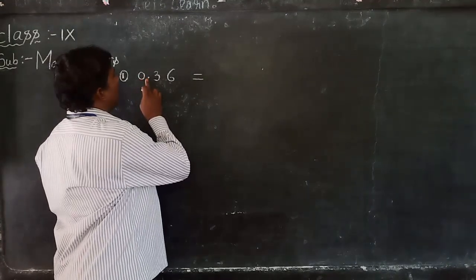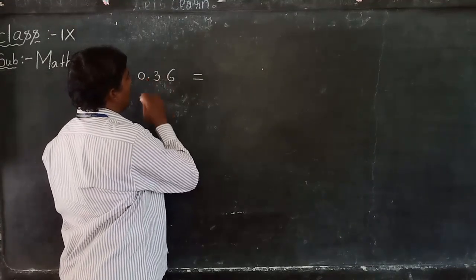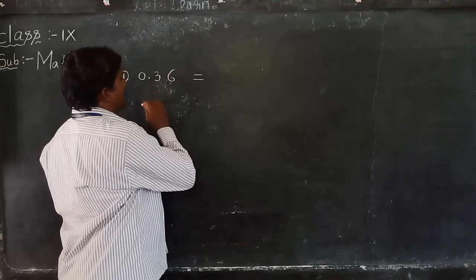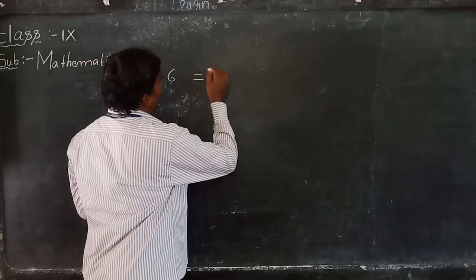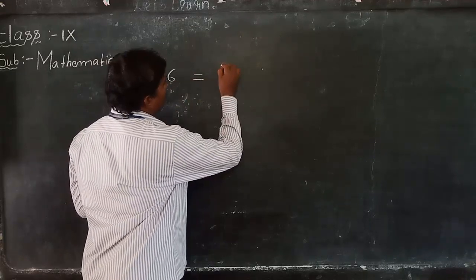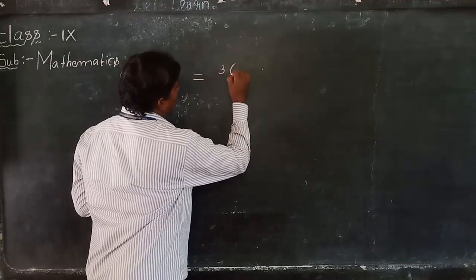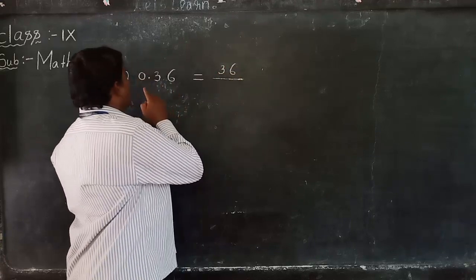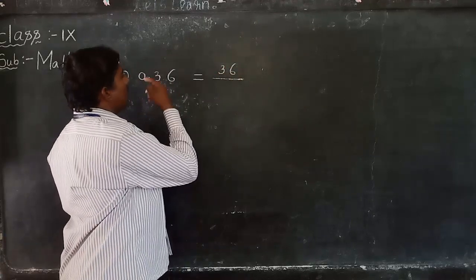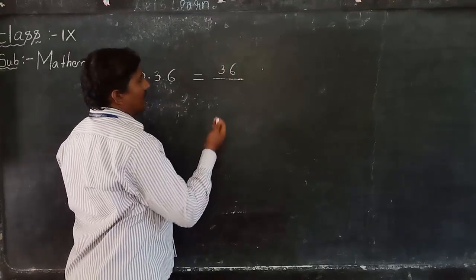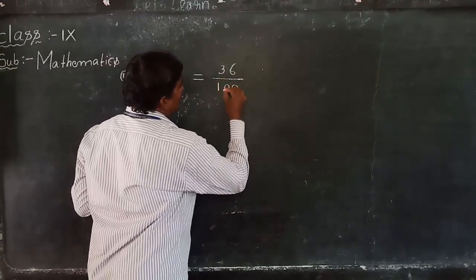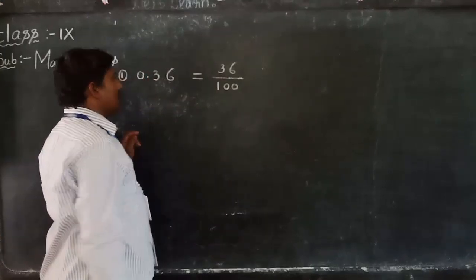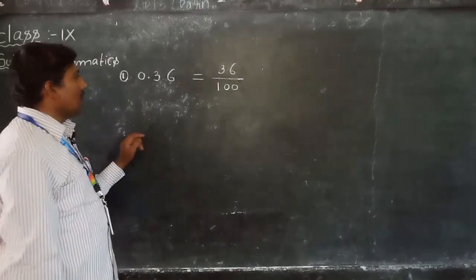After the decimal point, how many values are there? 2 values. Okay, see, for this the very easy way is: the number is 36. After the decimal point, that many zeros come in the denominator. So 36 by 100.